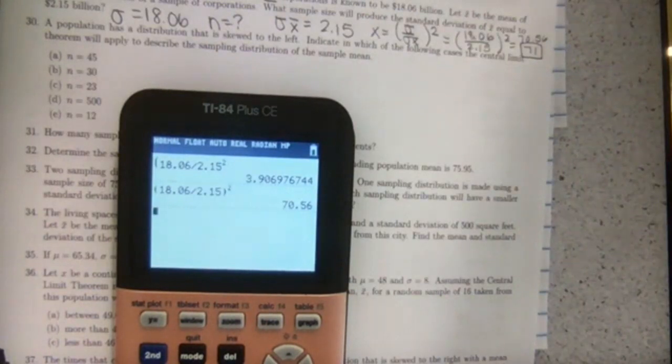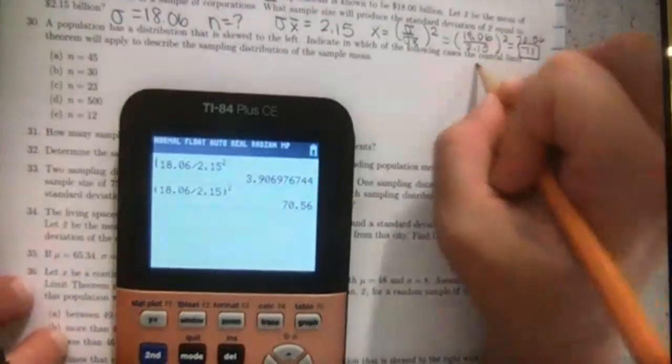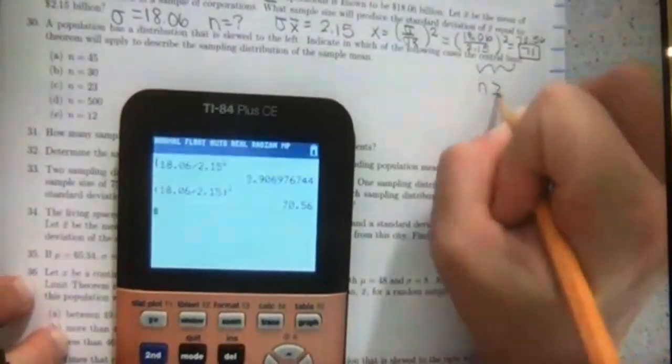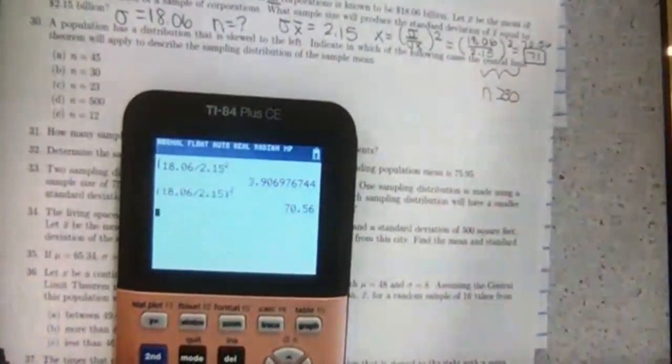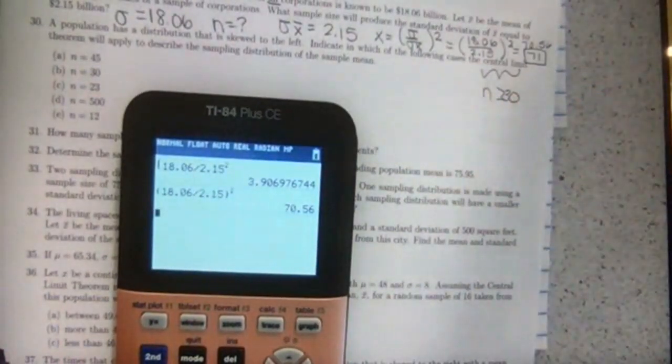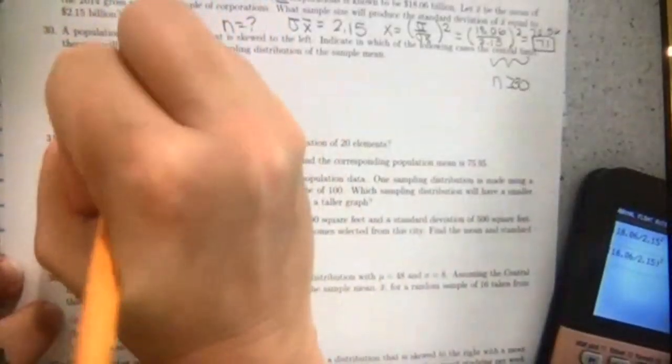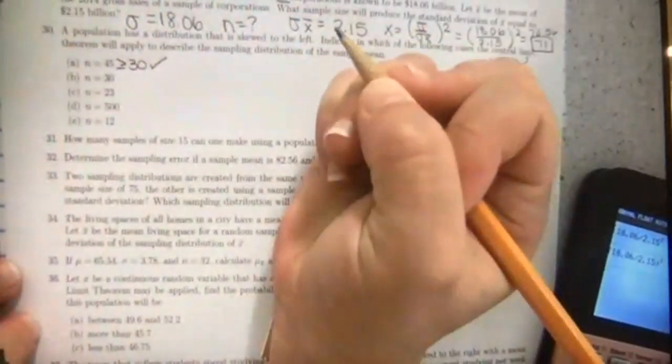Number 30, it says a population has a distribution that's skewed to the left. Indicate in which of the following cases the central limit theorem will be applied to describe the sampling distribution of the sample mean. Remember, in order for the central limit theorem to be applied, our n value has to be greater than or equal to 30. So n being 45, 45 is greater than or equal to 30, so yes, that one applies.